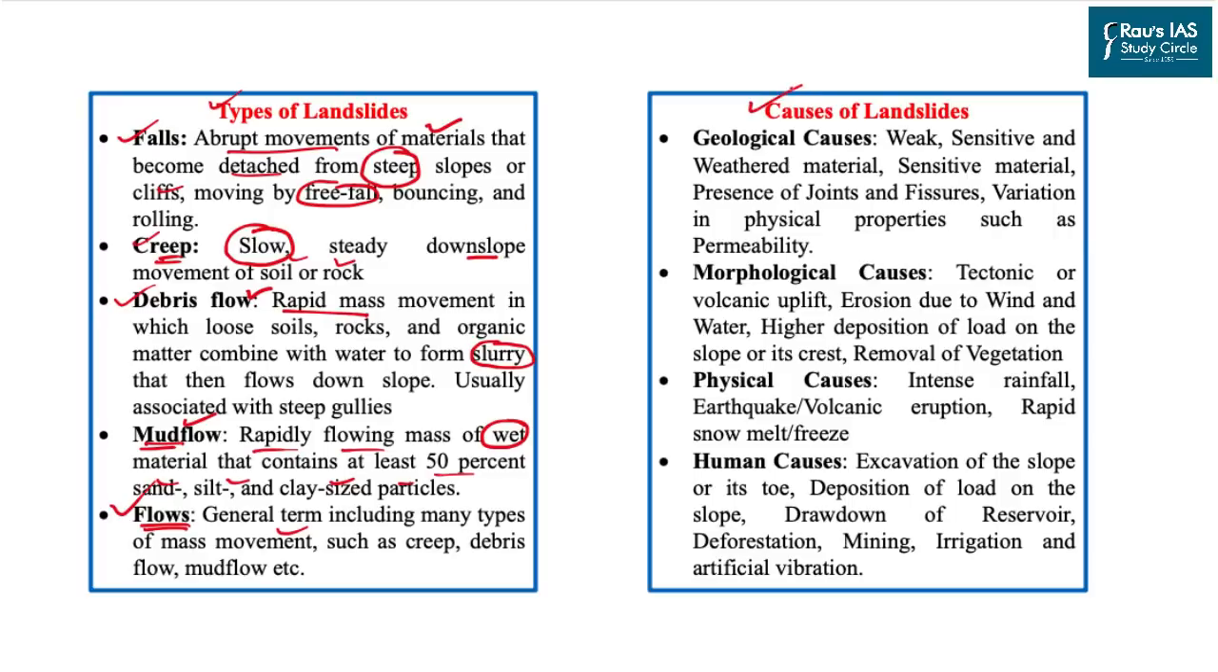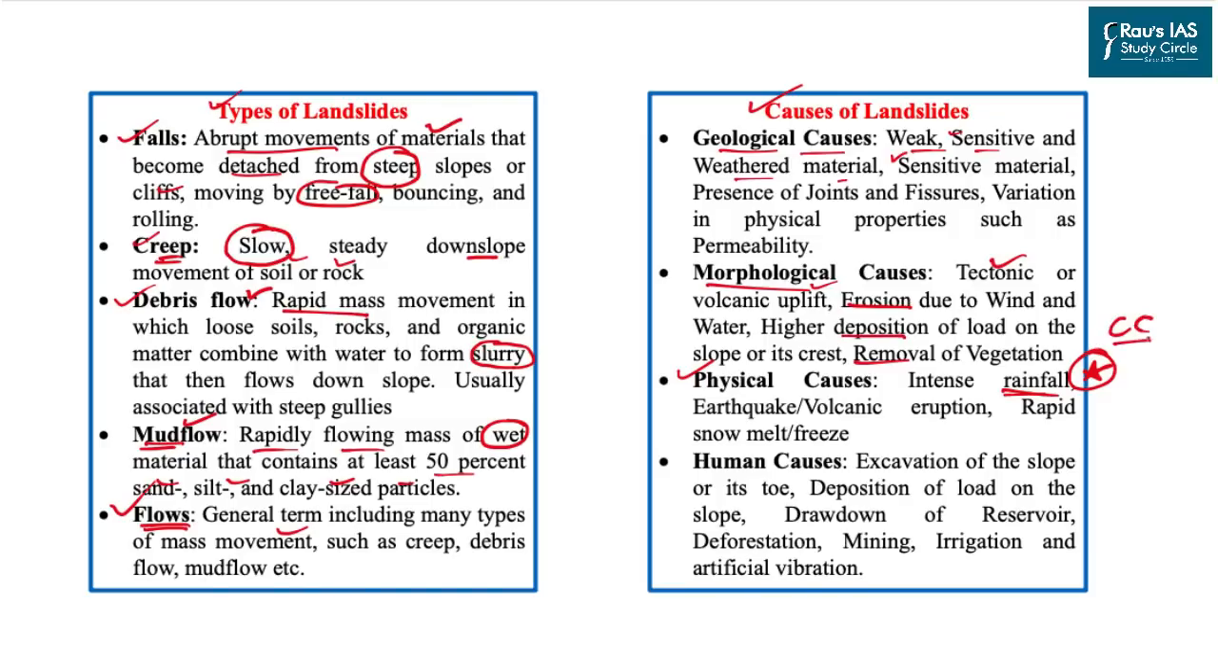When it comes to the causes of landslides, they include four different types of basic background causes. First is geological causes, where humans have no interference. This includes causes such as weak, sensitive or weathered material, because if the mountain consists of hard rocks, it will not be subjected to landslides. But if the material is weak, sensitive and weathered, it will be prone to landslides. Then we have morphological causes, which include tectonic movements, erosion, deposition or removal of vegetation. When it comes to physical causes, it includes intensive rainfall, and this is the most important reason for landslides in the Himalayas these days.